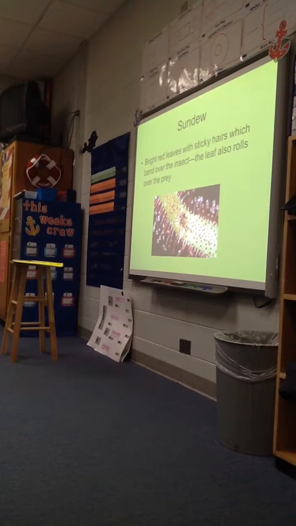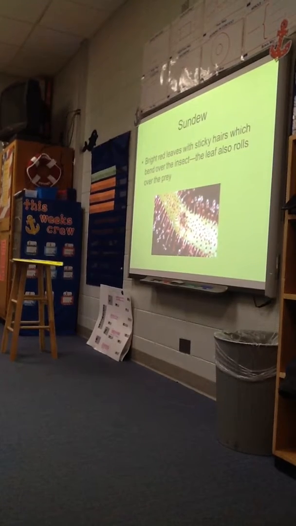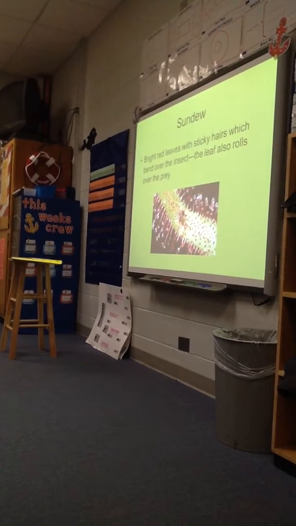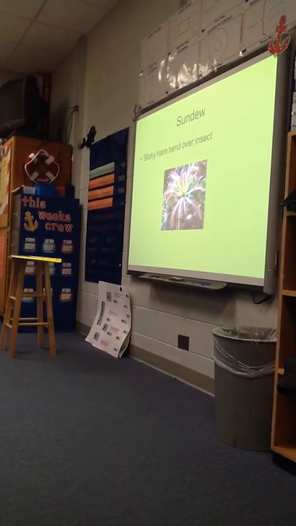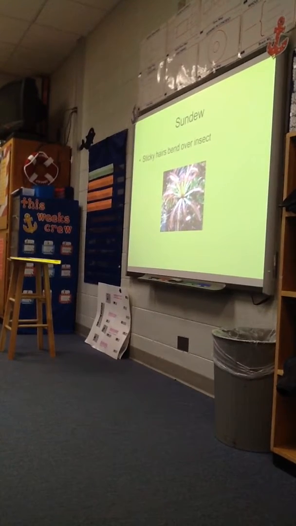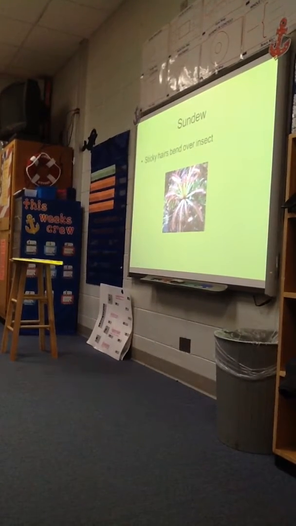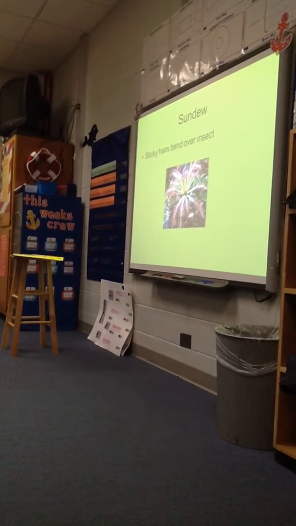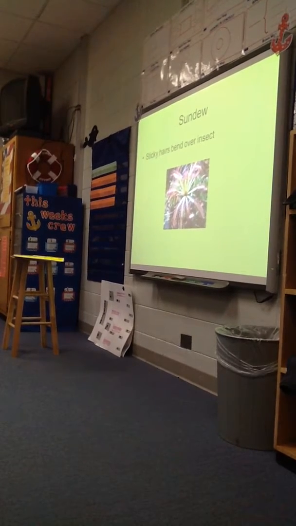The sundew is another plant. It has bright red leaves with sticky hairs, which bend over the insect. The leaf also rolls over the prey. The sundew has sticky hairs that bend over the insect. So does it have a way to grasp the insect? What does it use? Sticky hair. That's exactly right. Good job.